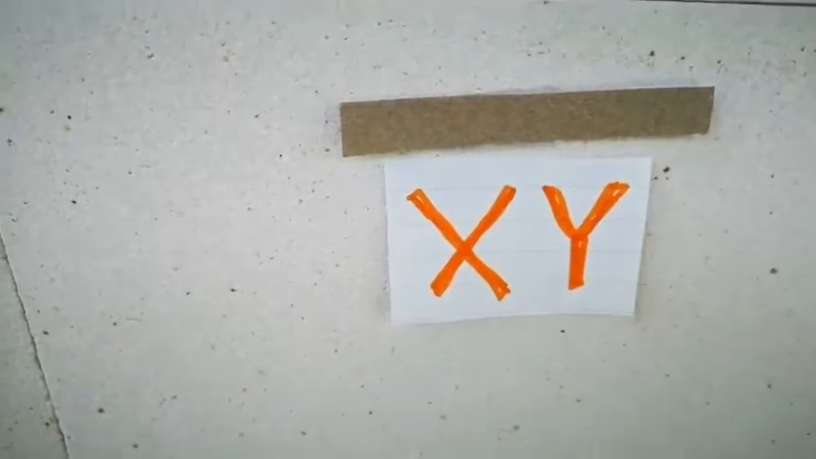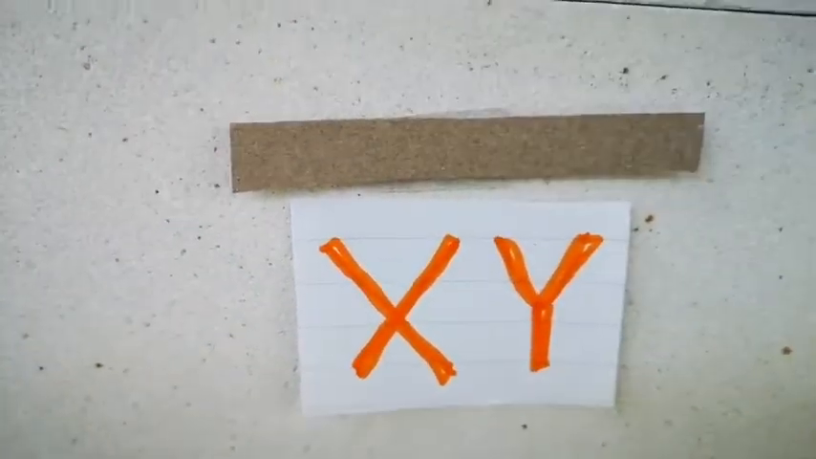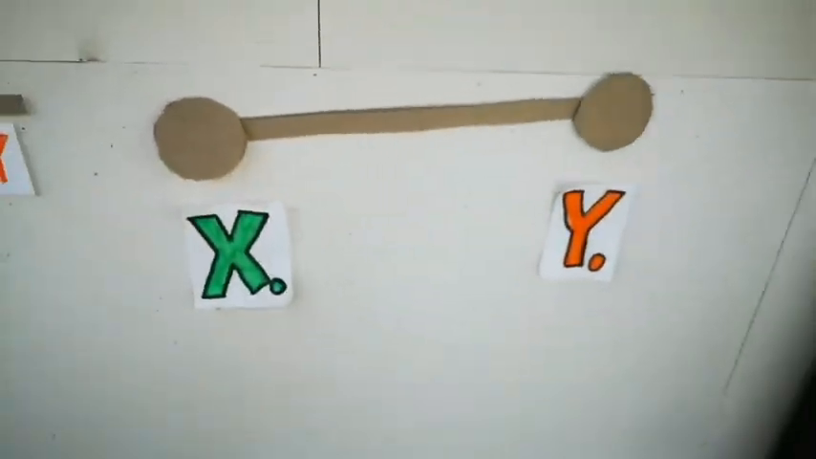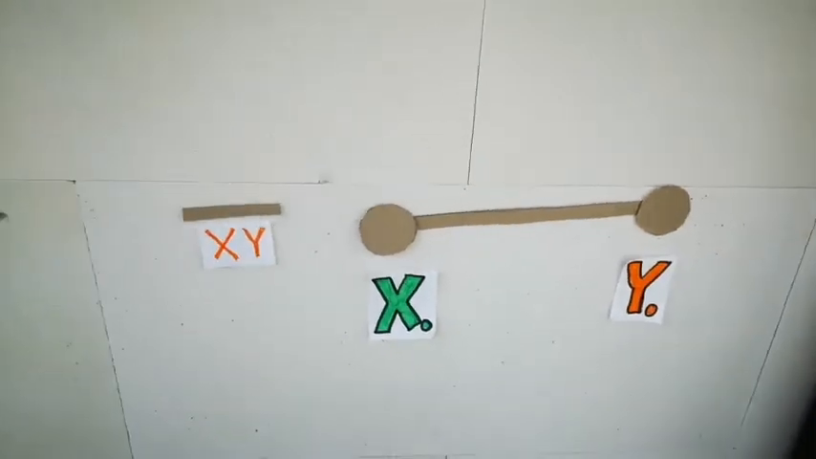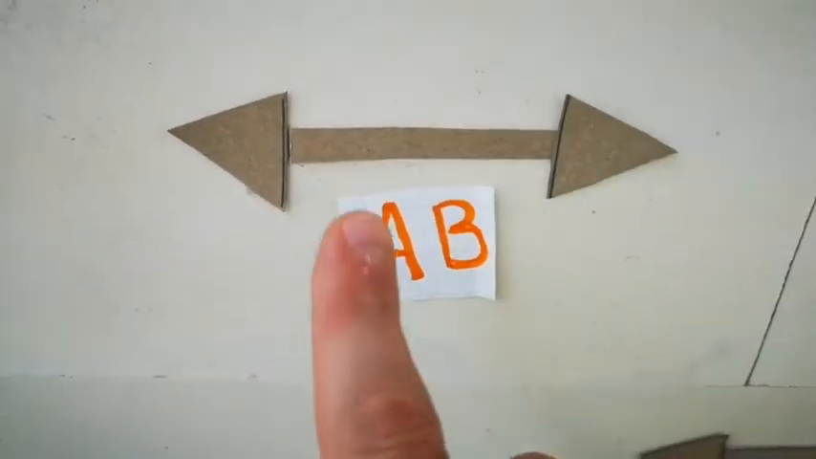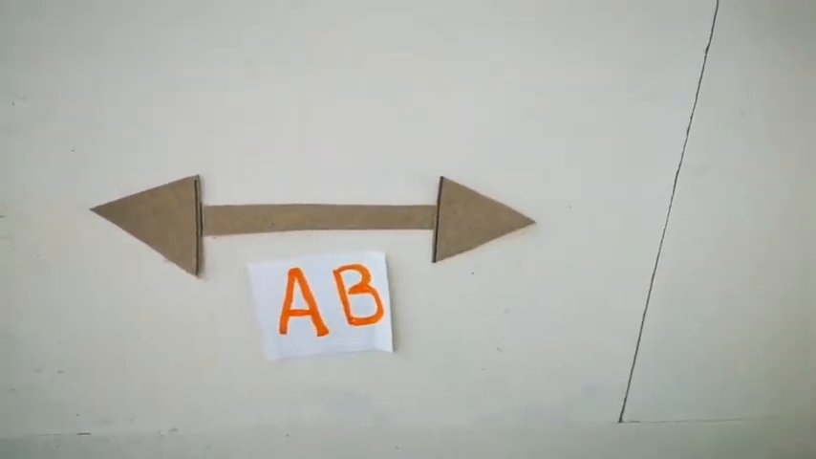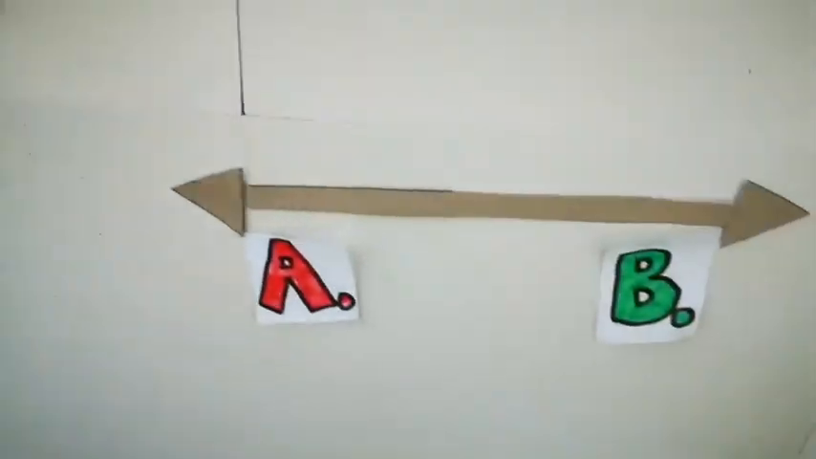I can also do it with a line segment. A line over top of two letters means line segment XY. It can look like this if I'm going to draw it. The same with a line. This arrow means it's going non-stop all the way in both directions, and I can draw that like this.